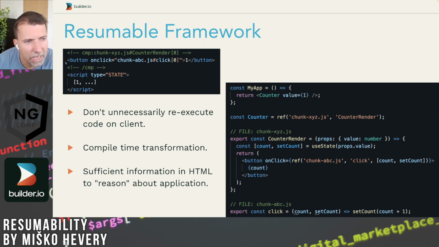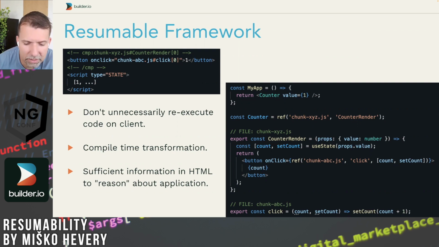And the end result is that this serialized format, and again, this is just an example of the format, not necessarily how we do things, contains a sufficient amount of information so that the framework can reason about the system without having to download any code. So in this particular case, the framework can look at this and say, aha, there is a click listener. Therefore, I can set up a click listener, but I don't need to actually download this code until after the user actually clicks on it.